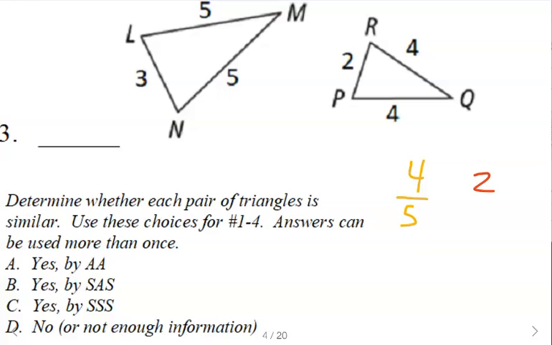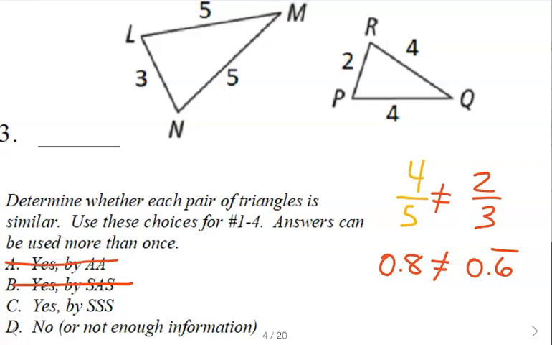2/3. Now, you can change them to decimals if you want to see if they're equal, 0.8 and 0.6 repeating. These are not equal. These sides are not proportional. So you should have been down to side, side, side just based on the given information, either side, side, side or no. And we conclude that these are not similar because the sides are not proportional.